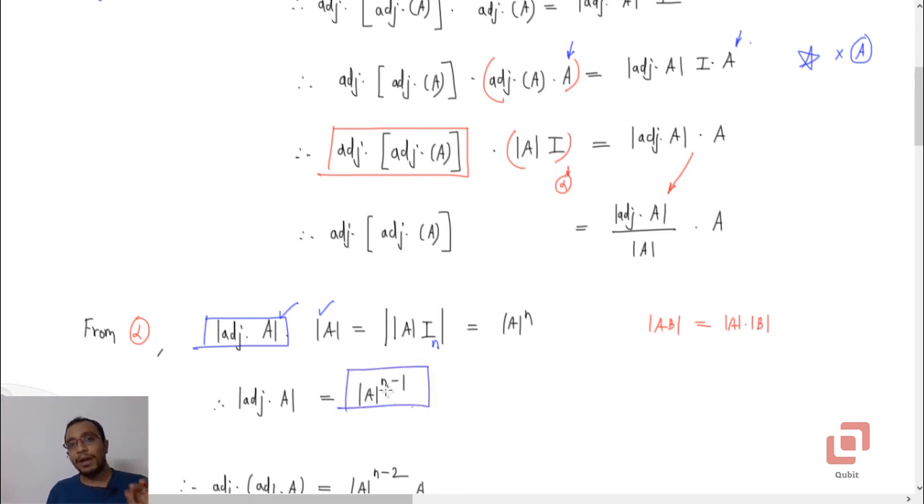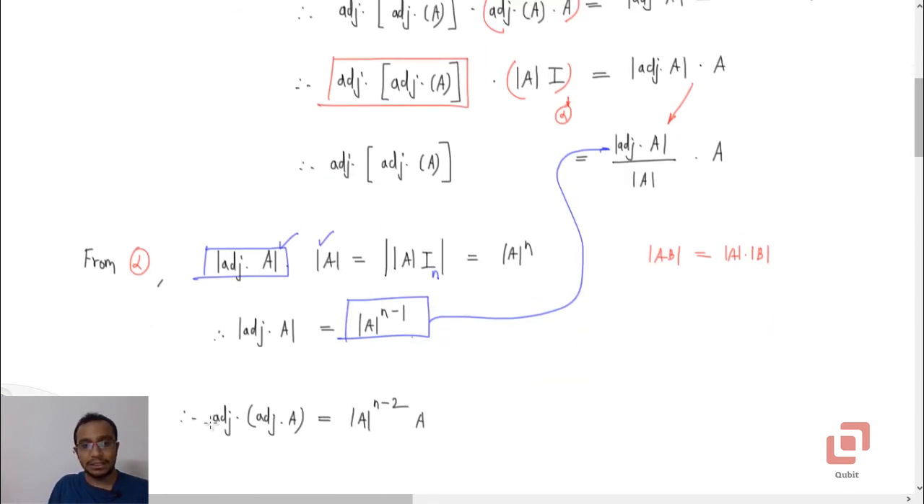So we now have everything that we need. We will substitute this in the numerator here. So the final result is adjoint of adjoint of A is equal to determinant of A raised to n minus 2 times A.